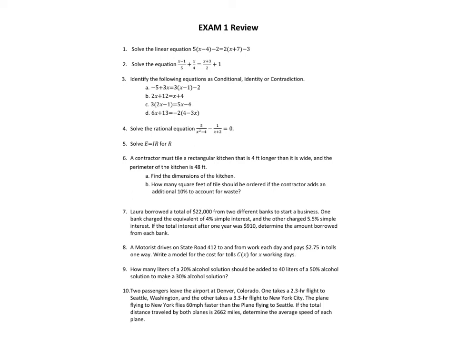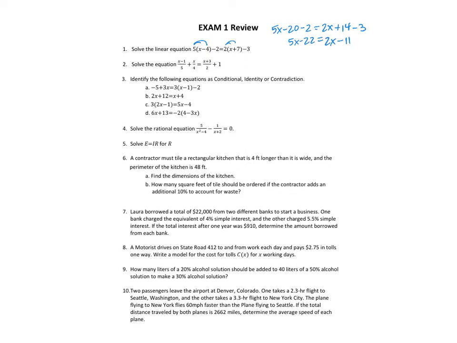So problem 1, we want to solve the linear equation. We're going to start by distributing that 5 and that 2 across to get rid of all those parentheses. So I'll end up with 5x minus 20 minus 2 is equal to 2x plus 14 minus 3. And so I get 5x minus 22 is equal to 2x minus 11. And then I can subtract the 2x over and add the 22.